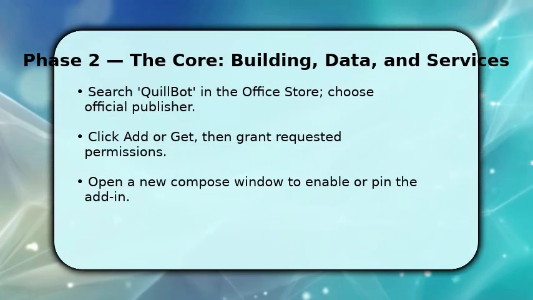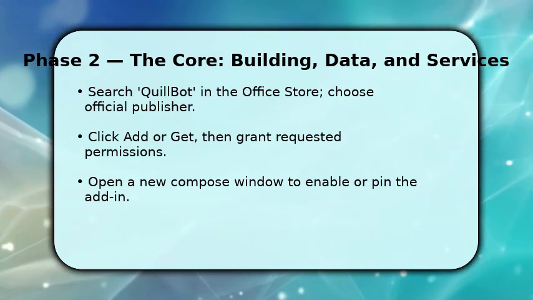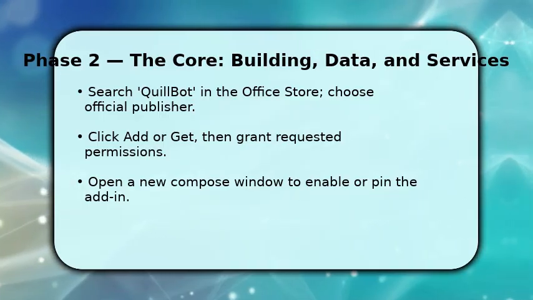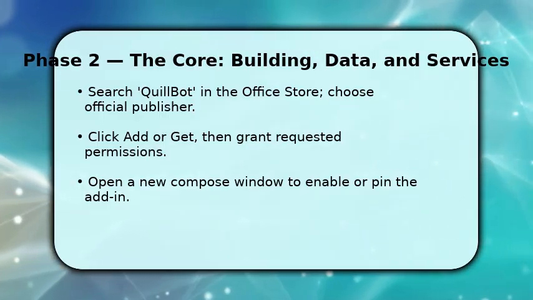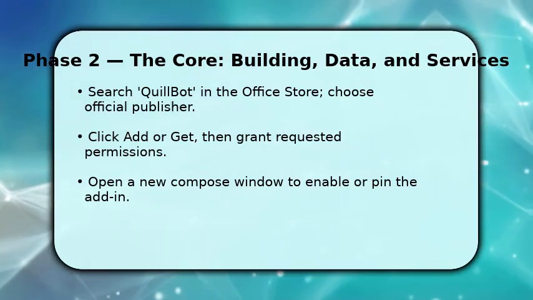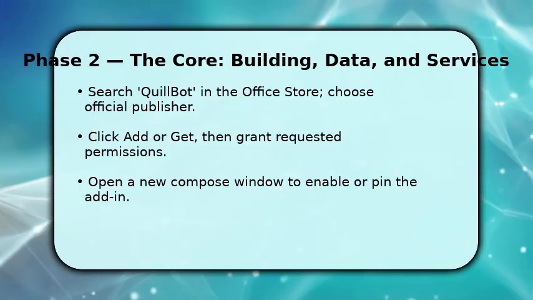Now search for Quillbot in the Office store and select the official publisher entry so you avoid clones. Click Add or Get, and when prompted, grant the permissions. This allows Quillbot to access message composition areas. It won't read your mailbox contents beyond what you compose.